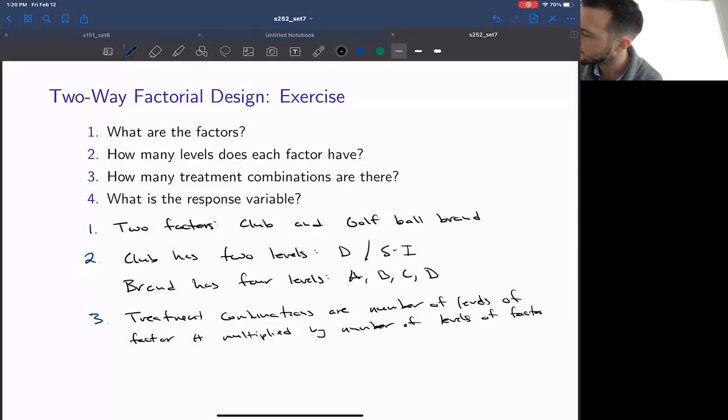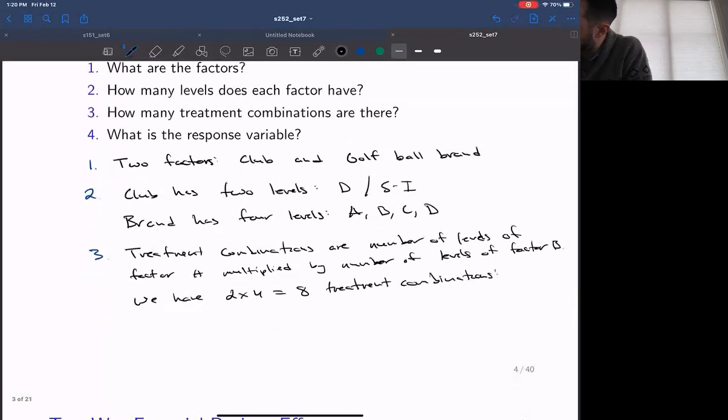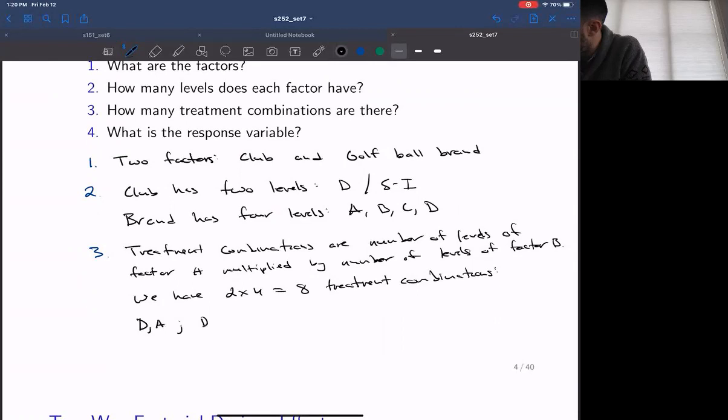Okay, so in this particular situation, we have 2 times 4 equals 8 treatment combinations. And those treatment combinations are, for example, driver, comma, brand A, driver, comma, brand B, driver, comma, brand C, driver, comma, brand D, five iron, comma, brand A, five iron, comma, brand B, five iron, comma, brand C, and five iron, comma, brand D.